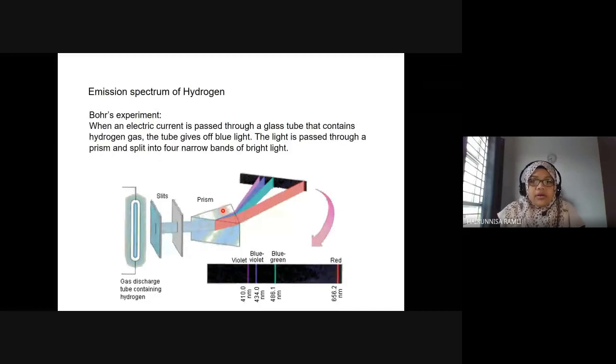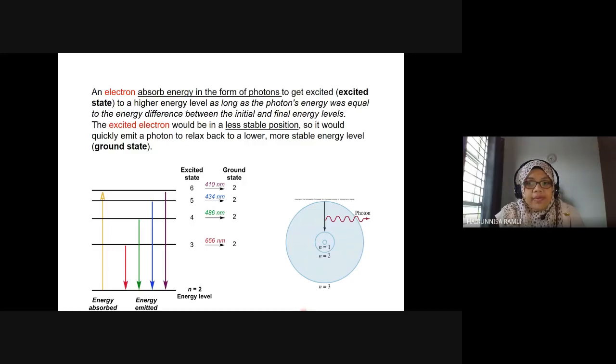Basically, Bohr did an experiment. He passed an electric current through a glass tube containing hydrogen gas, because he studied hydrogen. It will emit a few colors: violet, blue, green and red. This is just the experiment. The parts I don't cover, you can read yourself. Actually, all of this history you can just Google and you will find a lot of information on this.